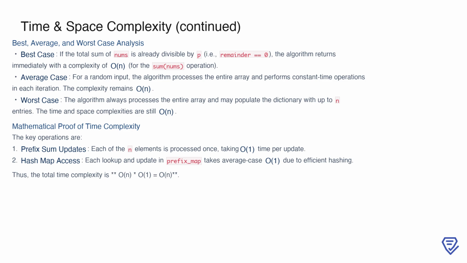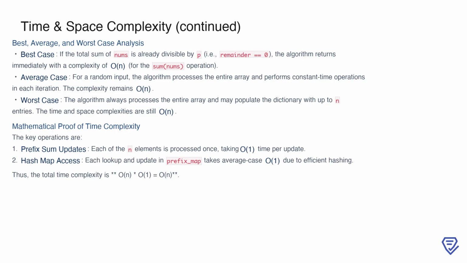Finally, in the worst case, the algorithm still processes the entire array and may populate the dictionary with up to n entries. Despite this, the time and space complexities remain O(n). Mathematically, the key operations involve updating prefix sums and accessing the hash map.